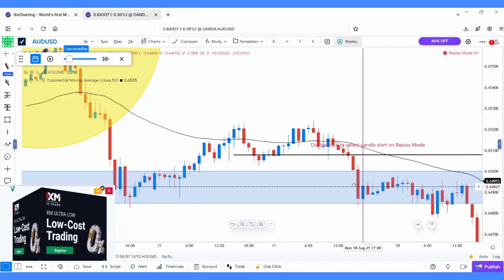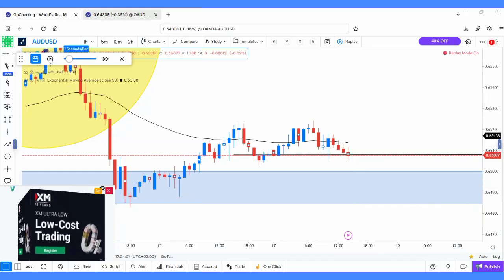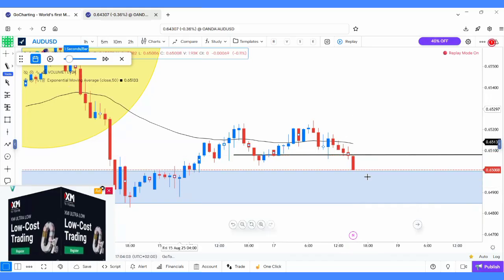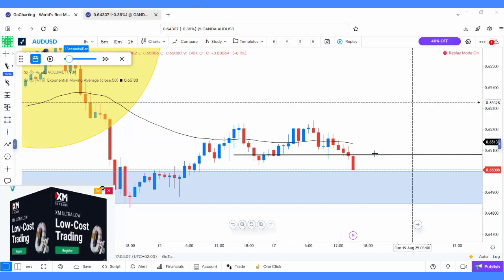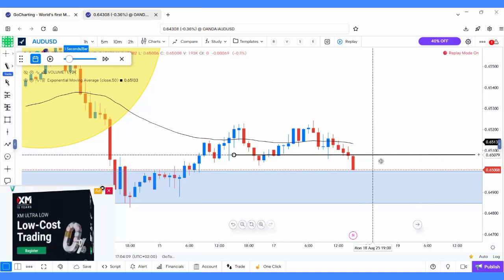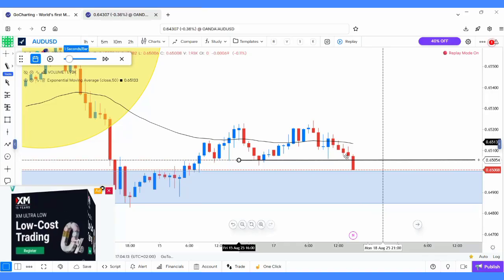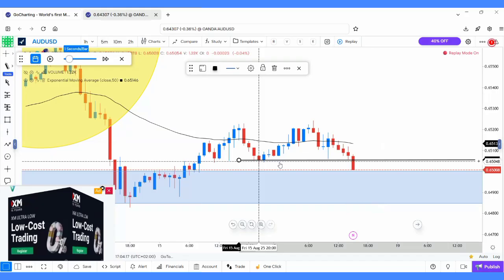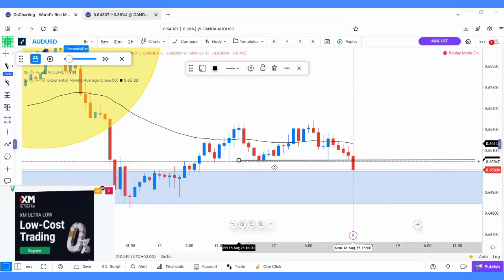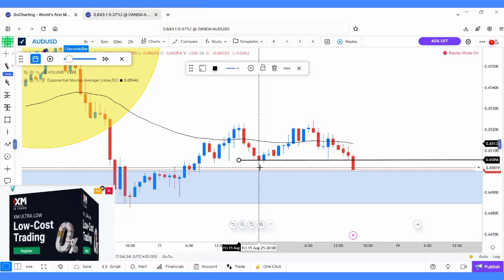I will explain to you why I entered. I entered after this candle has closed because if you look on 1 hour here, this candle didn't close below this price over here. But this one closed below, showing number one, momentum of selling.